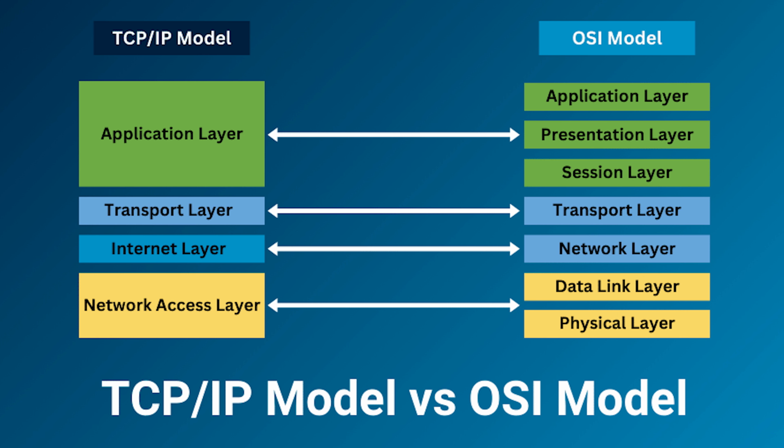Finally, the application layer in TCP/IP covers the same ground as the OSI session, presentation, and application layers. It handles data formatting, encryption, session control, and the user-facing protocols.